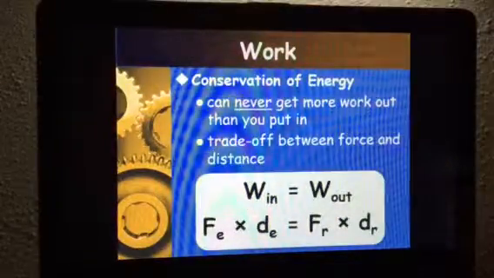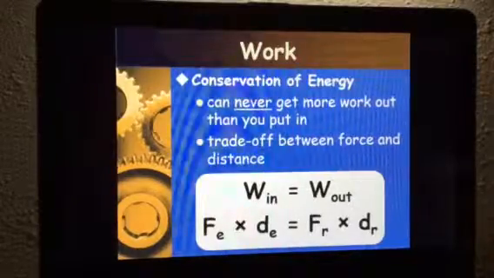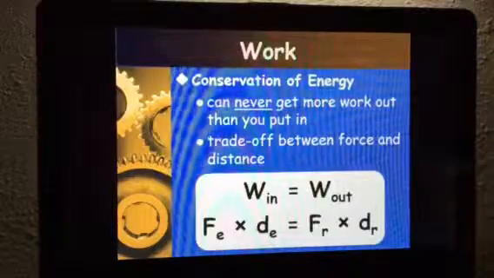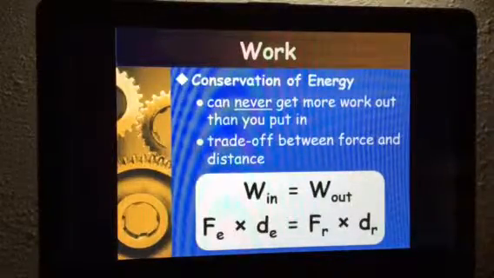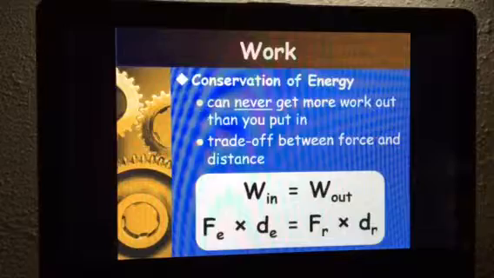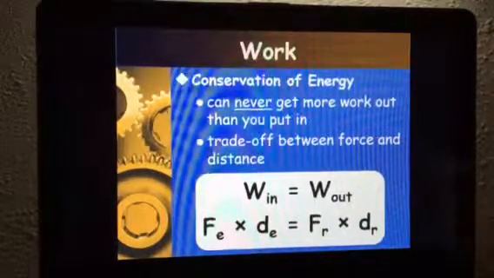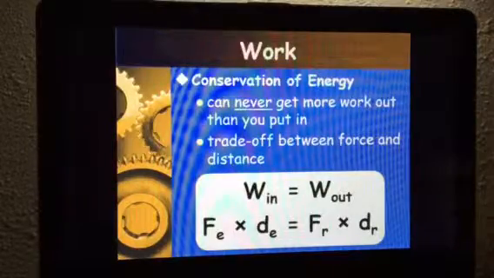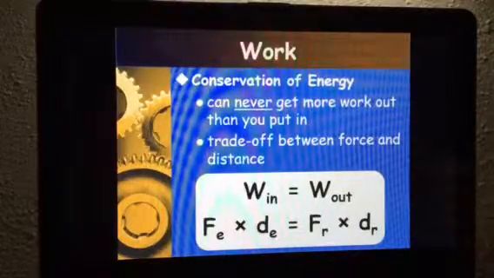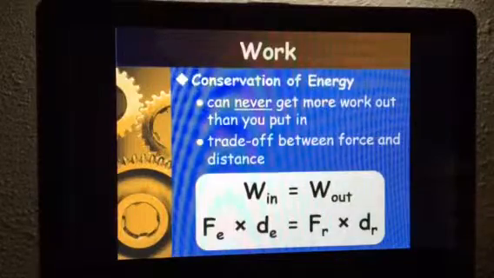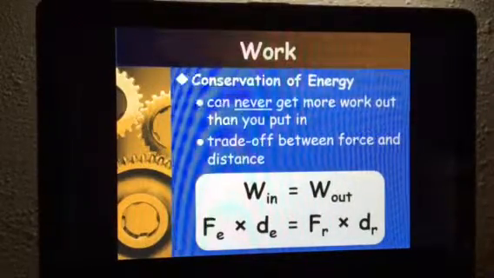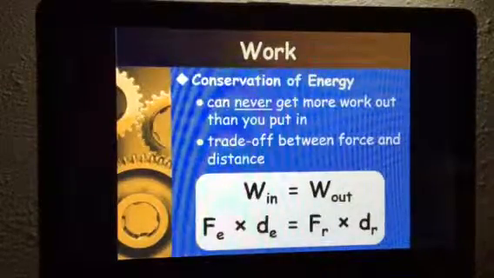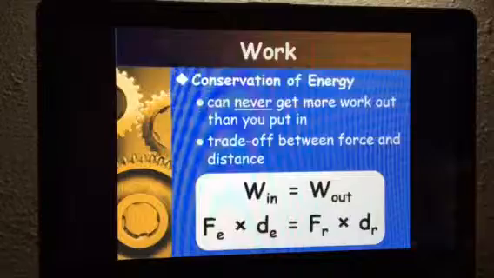Now, this equation can go onto your note cards. The work in is equal to the work out. It must follow the law of conservation of energy, which means your effort force times your effort distance is equal to your resistance force times your resistance distance. The FE is going to be your effort, and the FR is going to be your resistance, and that relates your work in and your work out. Again, F times D is the equation for work.